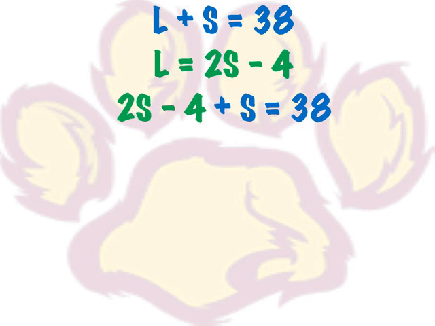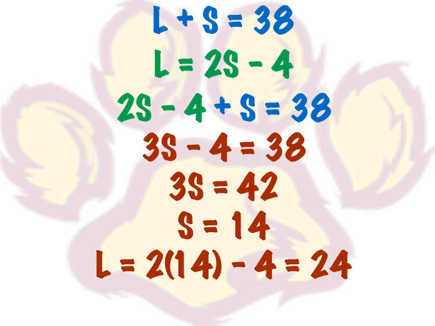So now we progress through solving that. The next thing we do is combine like terms. 2S plus S is 3S. So now we have 3S minus 4 equals 38. We continue solving, so we have to do the opposite in order to solve. So we have a minus 4, so we're going to add 4 to each side. So now we have 3S equals 42. Then we divide by 3, S equals 14. So now we know the smaller number is 14.